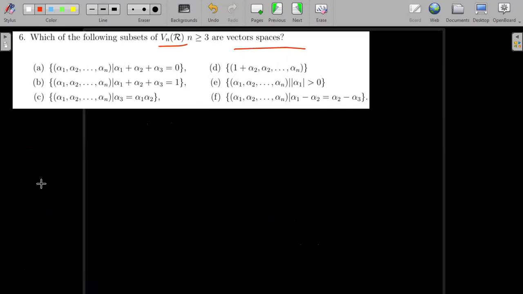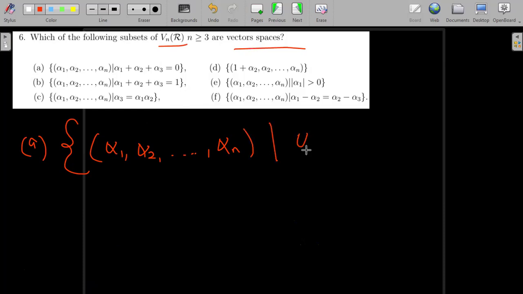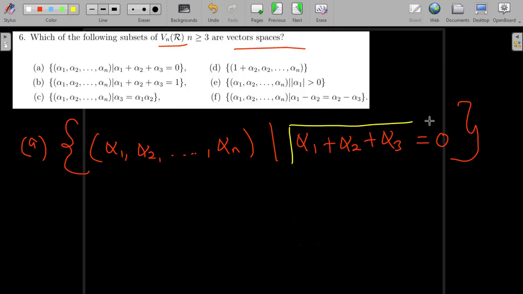Okay, we just have to prove 3 properties. So A, we've been given the set where I have alpha 1, alpha 2, all the way to alpha n, such that alpha 1 plus alpha 2 plus alpha 3 is equal to 0. So the condition that we'll be working with here will be this condition. We have to make sure that whatever manipulations we do, we come back to this condition here.